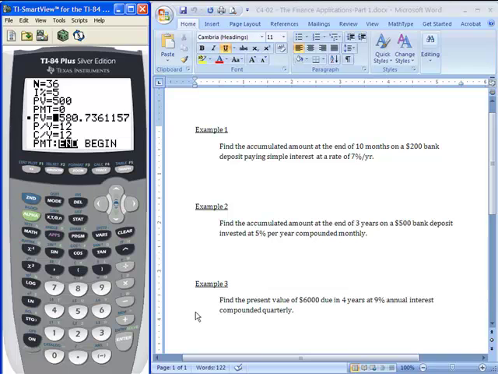All right, let's take a look at example 3. We're asked to find the present value of $6,000 due in 4 years at 9% annual interest compounded quarterly. We're going to use the TVM solver again. We could also use the present value formula that you have. All right, for n, which is our total number of compounding periods, we're going to have 4 years, and we're going to have 4 compounding periods per year. So we're going to have 4 times 4, or a total of 16 compounding periods. Our interest rate is 9%, and in this screen we type in just 9.